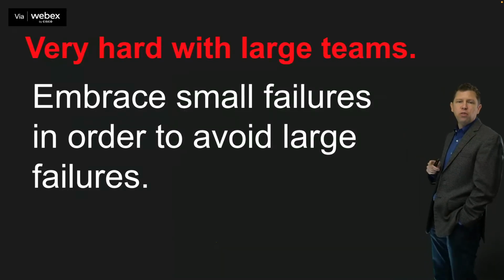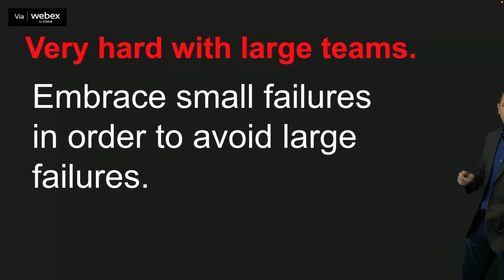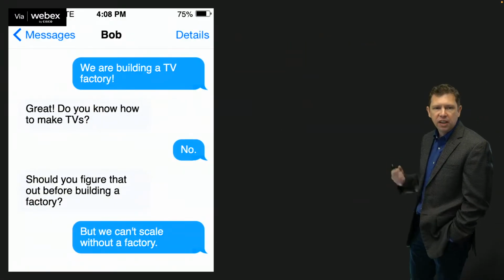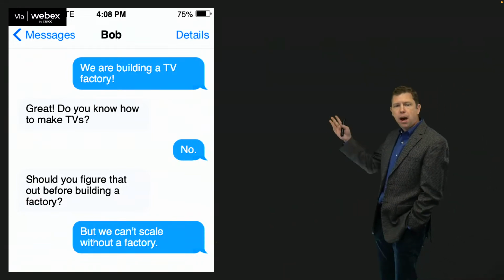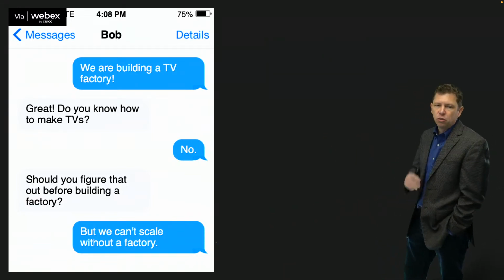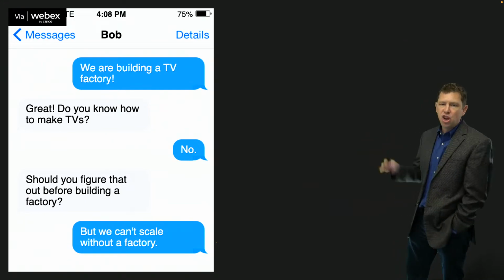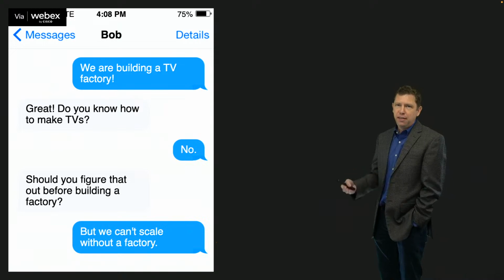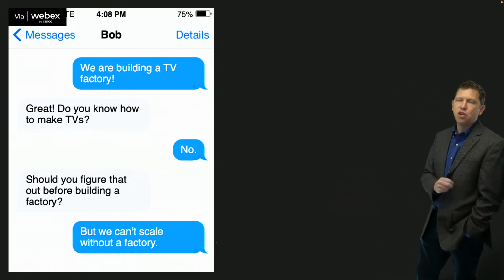It's very hard with large teams to embrace small failures in order to avoid a large failure, just because it's so much harder to see what's going on. So, conversation with Bob. Bob says, we are building a TV factory. Great. Do you know how to make TVs? No. Should you figure that out before you build a TV factory? He's like, but we can't scale without a factory.